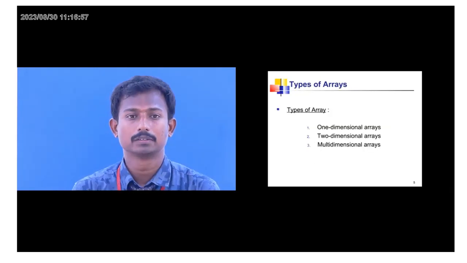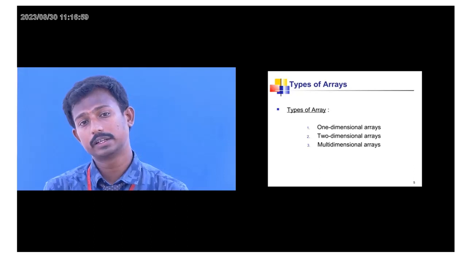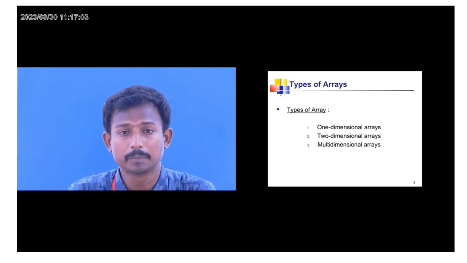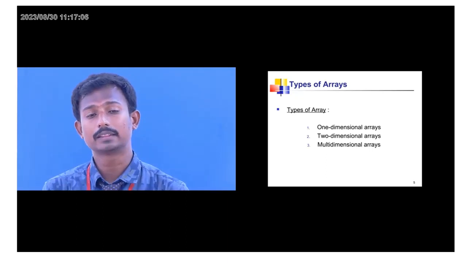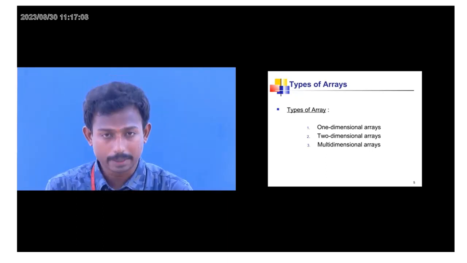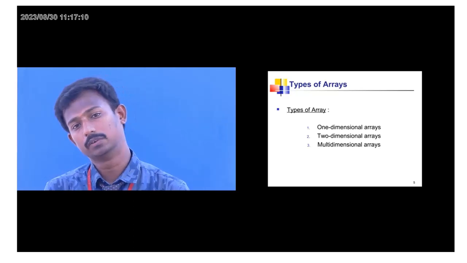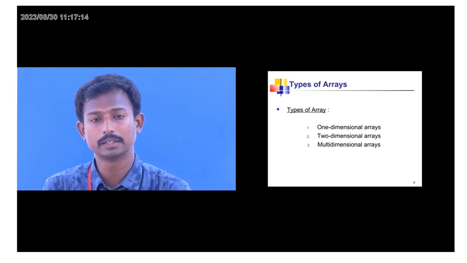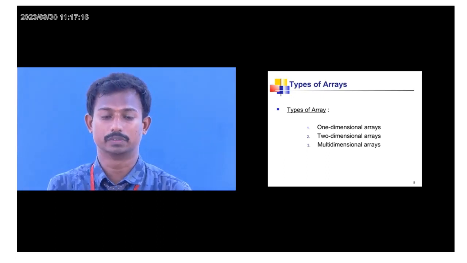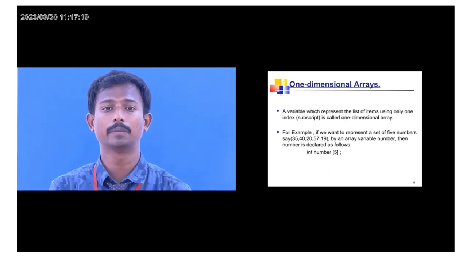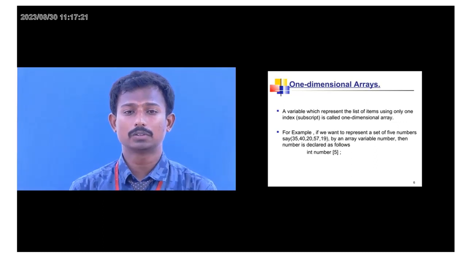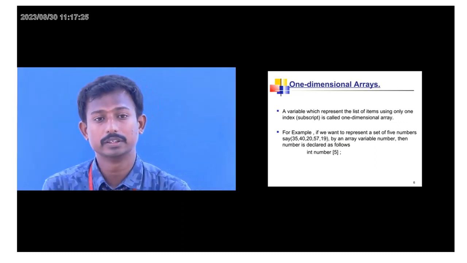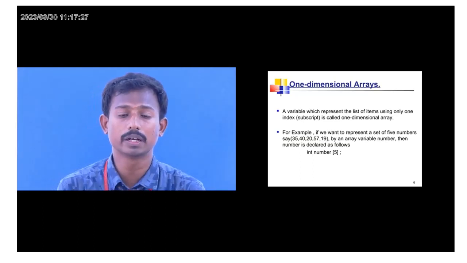Okay. So an array has three important types. First is the one dimensional array, then the two dimensional array, and the multi-dimensional array. One dimensional array has only one index value. Two dimensional array has two index values. Multi-dimensional arrays have more than two index values. So first we will discuss the one dimensional array. It is also a collection of data, but it has only one index, also known as a subscript, and is called a one-dimensional array.